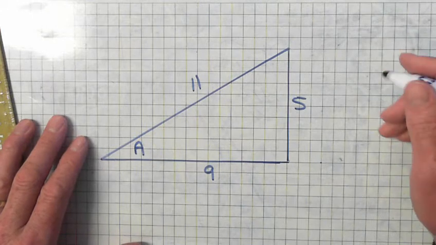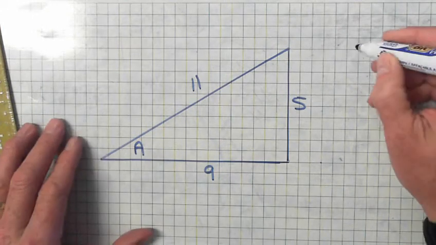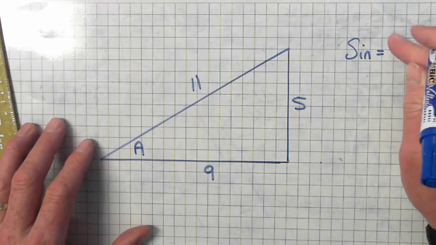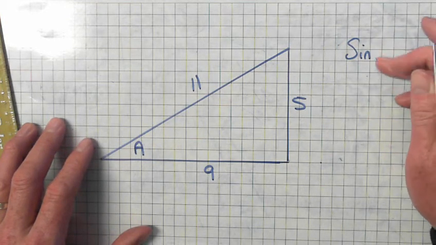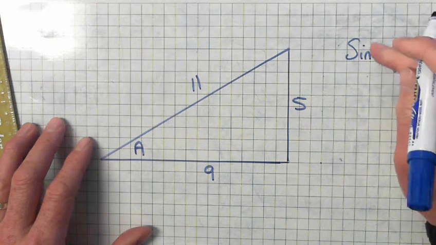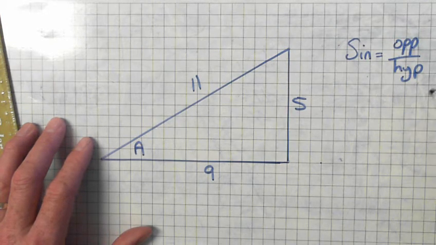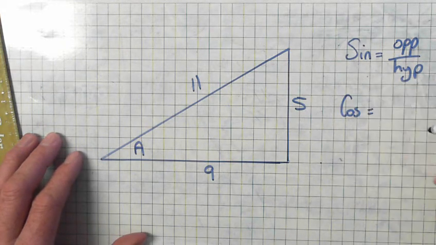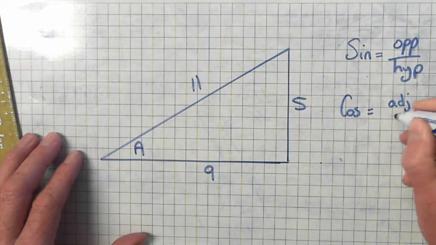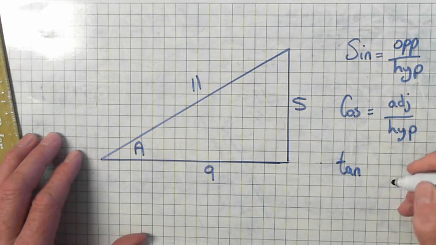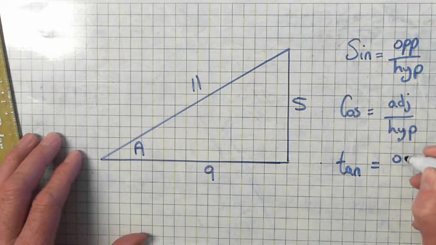Alright, so I'm going to ask you as we go along. So Raymond, what does sine mean? Sine of an angle. Is it opposite or adjacent? Opposite over hypotenuse. Yeah. Sine is opposite over hypotenuse. Right, next one. Alistair, what's cos? Adjacent over hypotenuse. And then what's tan? Opposite over adjacent.